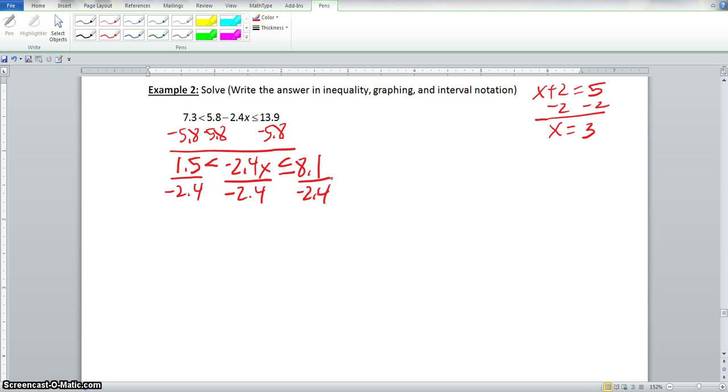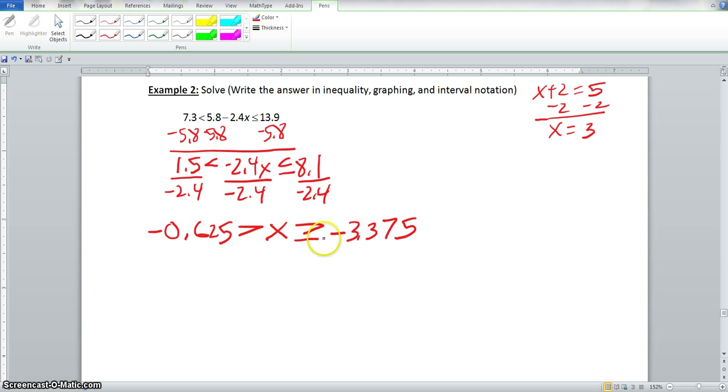Now, when we divide this, 1.5 divided by a negative 2.4 will give us a negative 0.625. And because we divided by a negative, this inequality flips around. Now we have a negative 2.4x divided by negative 2.4. That will give us x. And we have 8.1 divided by a negative 2.4. So we know that inequality flips around. And 8.1 divided by a negative 2.4 will give us a negative 3.375.